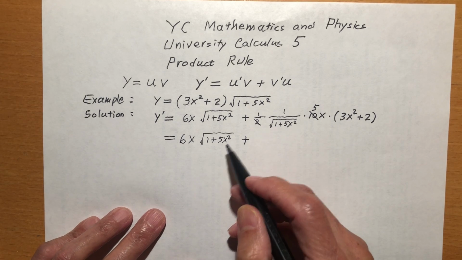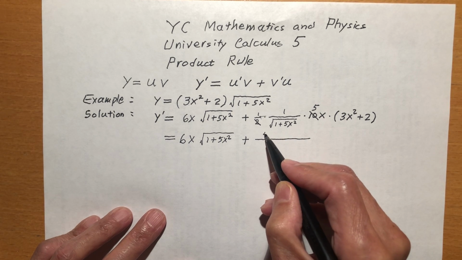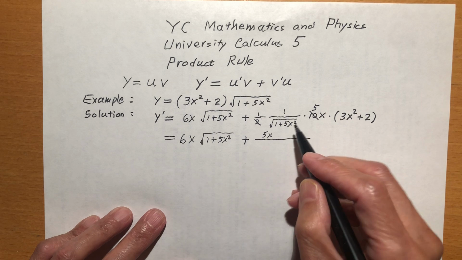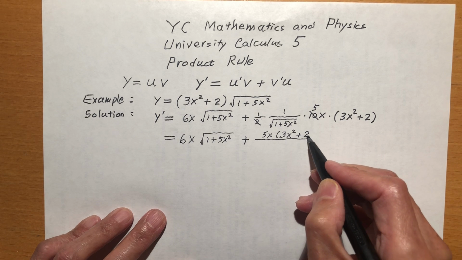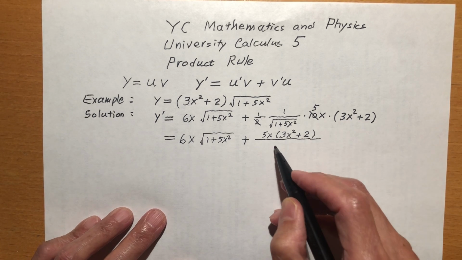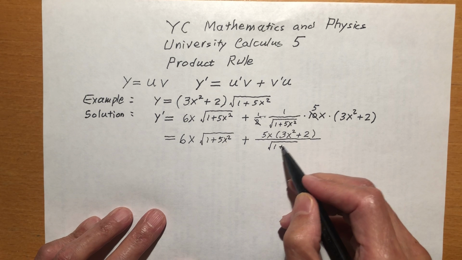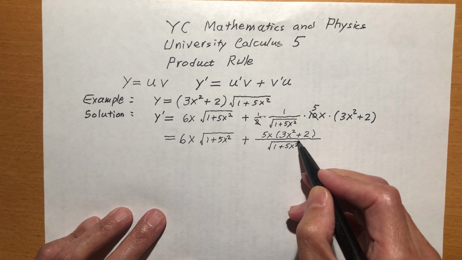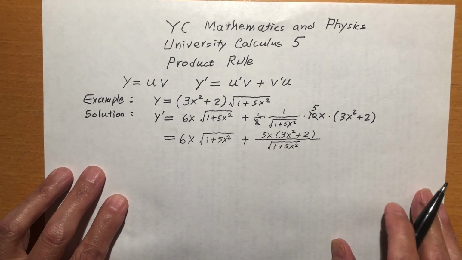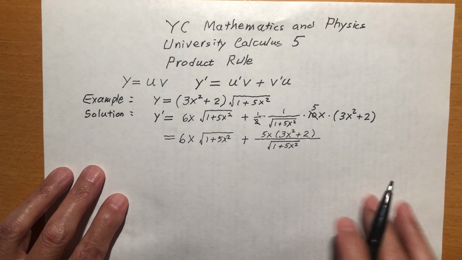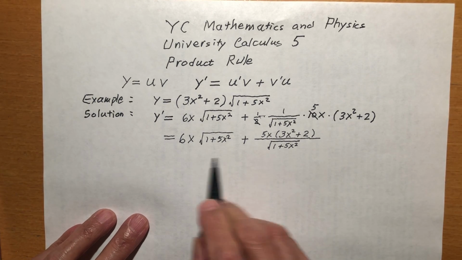Plus 5x, that's the numerator, 5x, and multiply the bracket. And the square root is the denominator. So this is a result of applying the product rule. If you don't want to go on, you can leave it like that. This is already our derivative. But usually, we can simplify it.